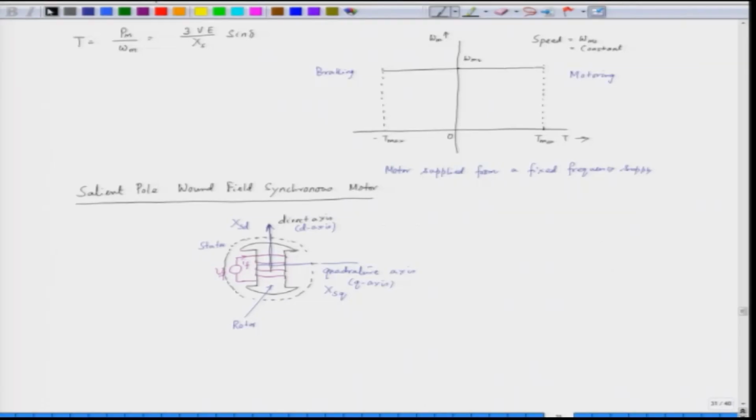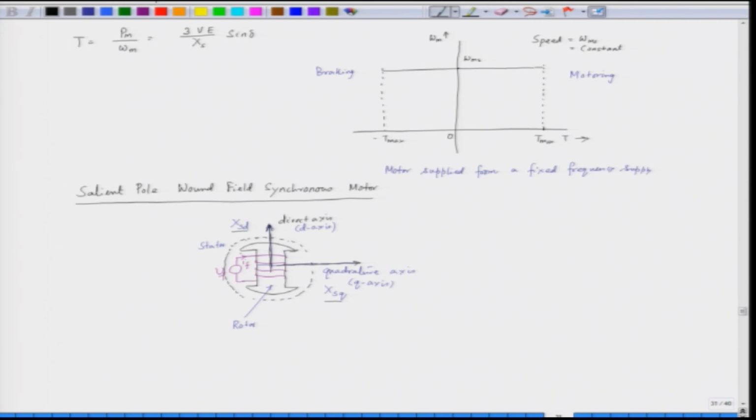So, here we have two synchronous reactances. This is our d axis or the direct axis, so the synchronous reactance is X_sd, and this one is the quadrature axis or q axis, and the synchronous reactance here is X_sq. So, we have to draw the phasor diagram for a salient pole synchronous motor.